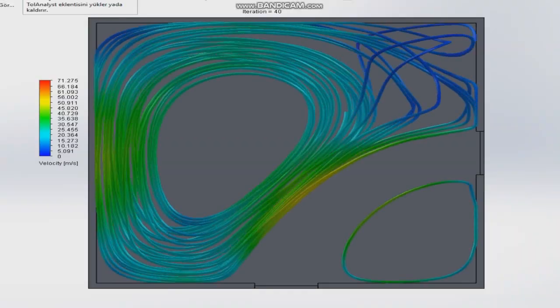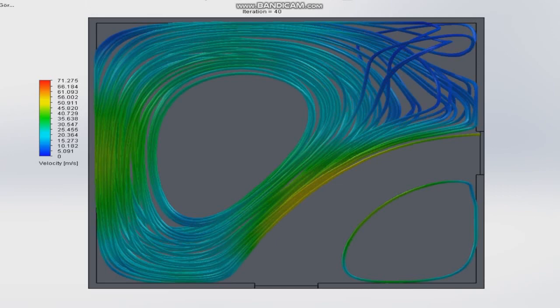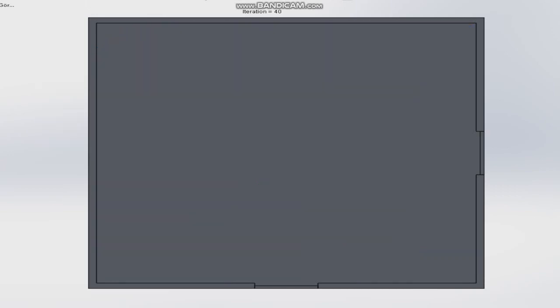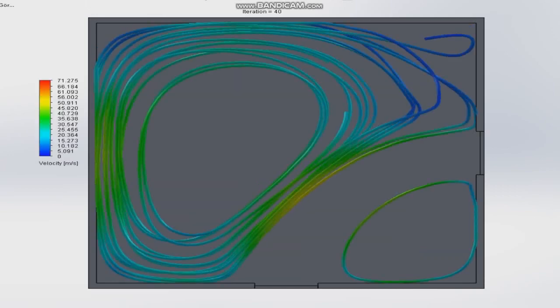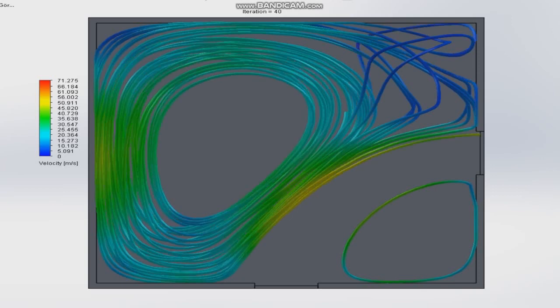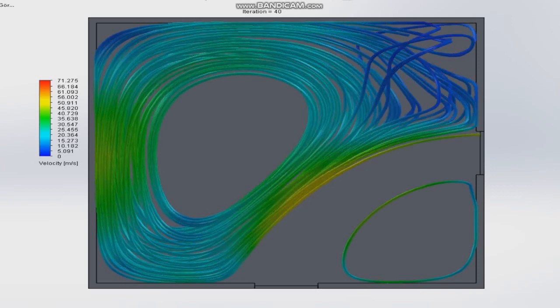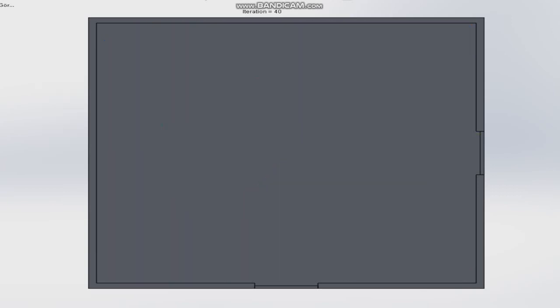I want to help you visualize the CFD problem in my project. Imagine you have a sealed box. The liquid is pouring into the box very fast, and you wonder how the fluid flows inside the box.